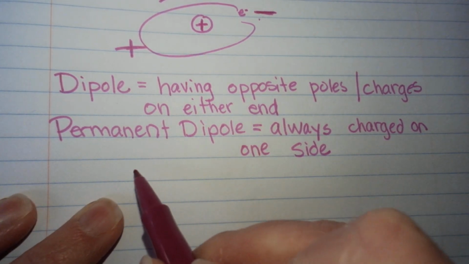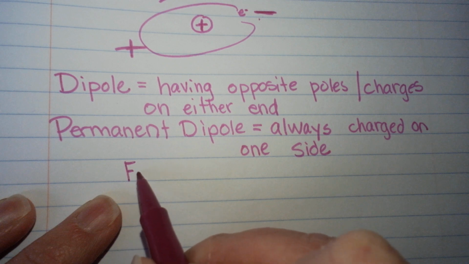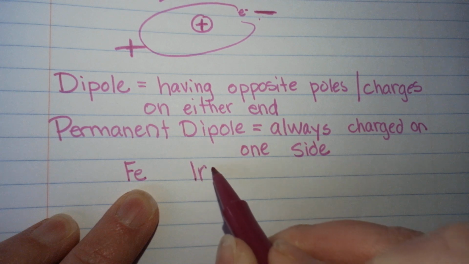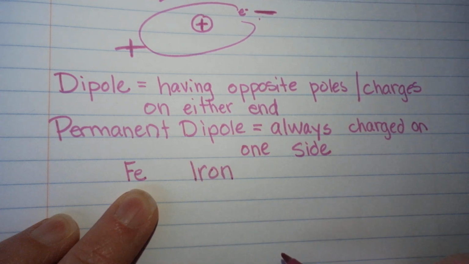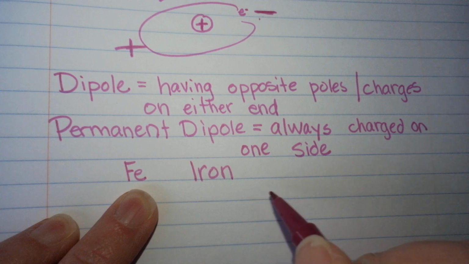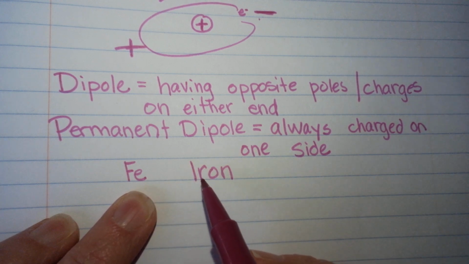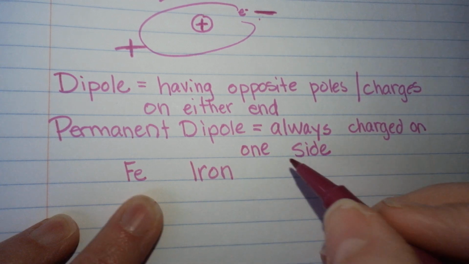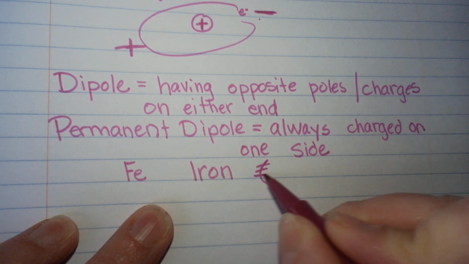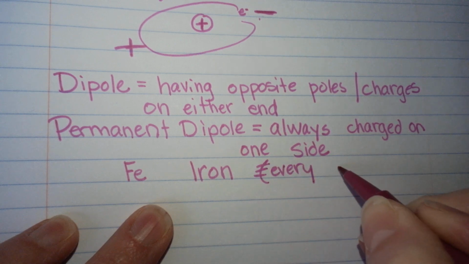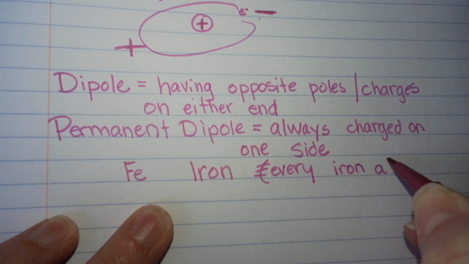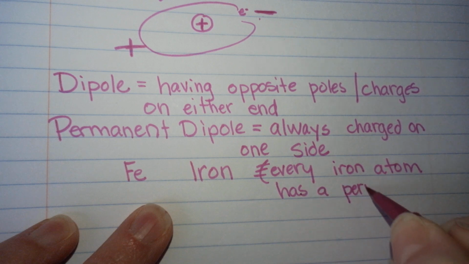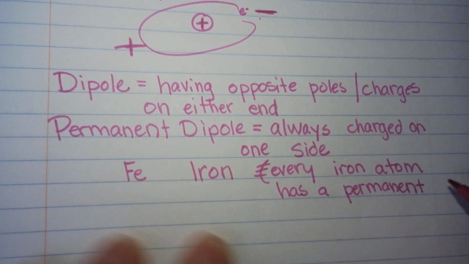Things that have a permanent dipole might be things like Fe, or that's also called iron. Okay. There's other ones, and we'll list those out here in a second. But iron, every iron atom has a permanent dipole. So let's kind of make a note of that. Every iron atom has a permanent dipole.